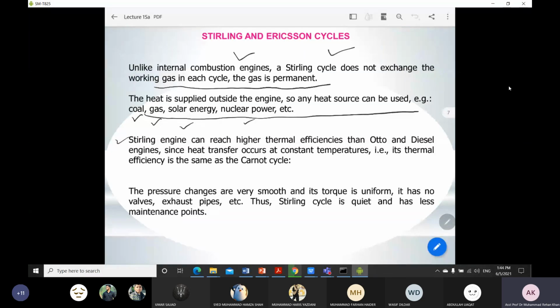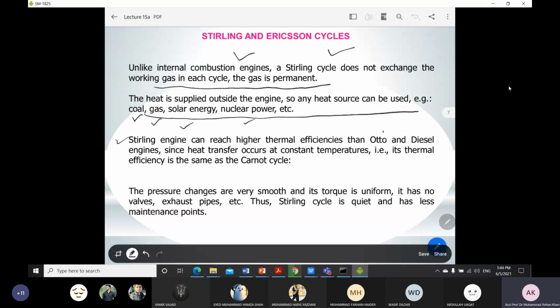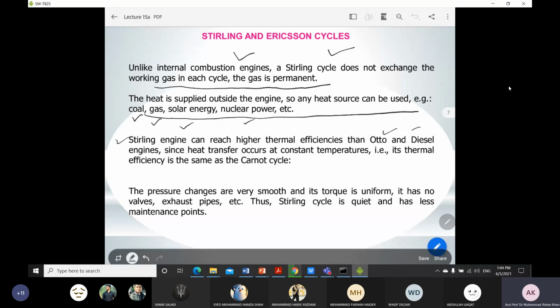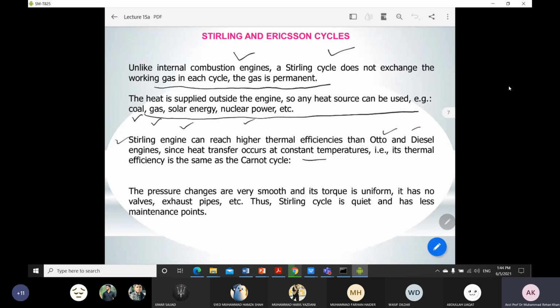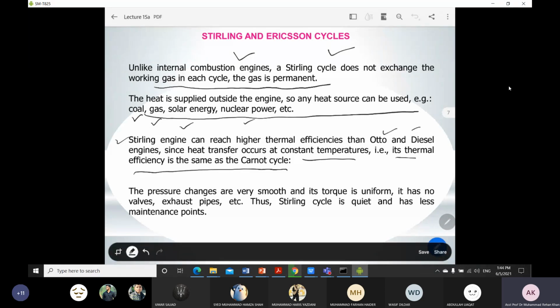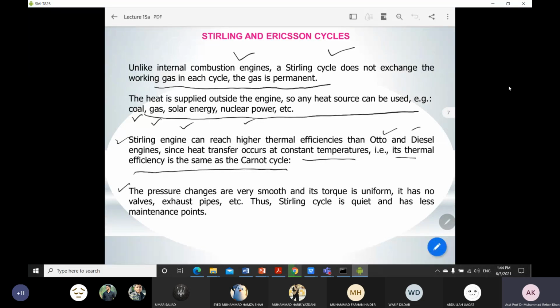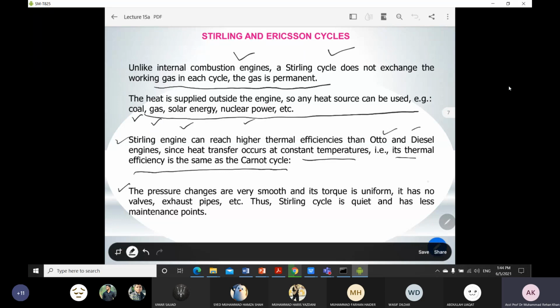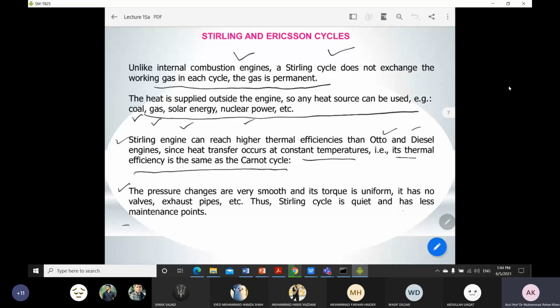Then the Stirling engine can reach higher thermal efficiency than the Otto and diesel engine, since heat transfer occurs at constant temperature, and its thermal efficiency is the same as that of the Carnot cycle, because there are no irreversibilities in the Stirling engine and the Ericsson engine as well. The pressure changes are very smooth and its torque is uniform. It has no valves, exhaust pipe, etc. The Stirling cycle is quiet and has less maintenance work.